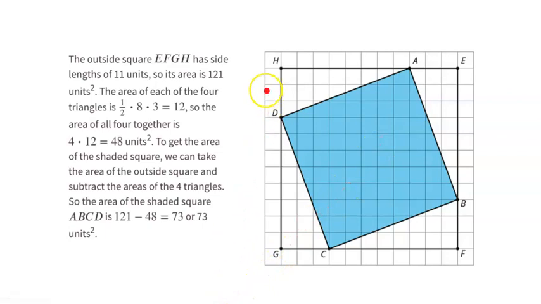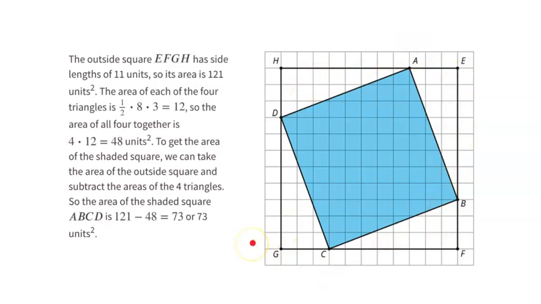So the area of each of the 4 triangles on the outside here would be 12, because we have a base and height of 3 by 8, and the area of a triangle is 1/2 base times height. So 3 times 8 would be 24. Half of that would be 12. So there's 1, 2, 3, 4 triangles with an area of 12.